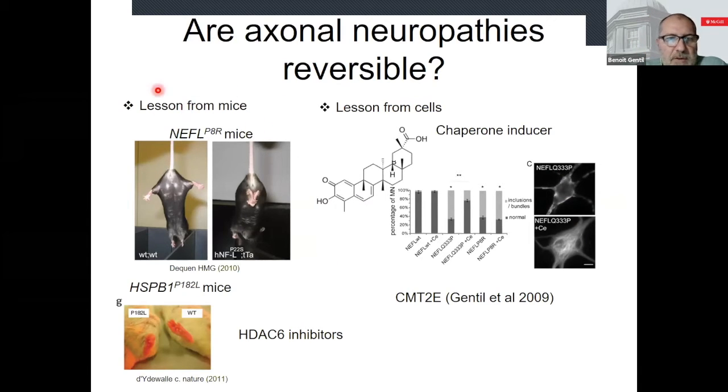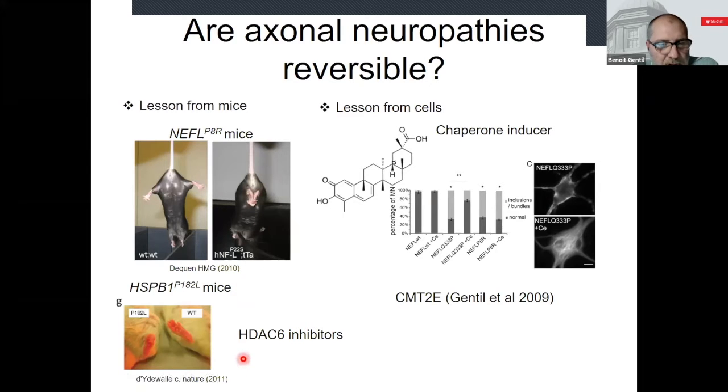If you look at lessons from mice, for example, this was the mice described in Jean-Pierre Julien's lab. You have a mutant here, an FL mutant, causing Charcot-Marie-Tooth. This is the mice with the feet here. As you can see, the mice drop the feet. This mutant is under the promoter of tetracycline, meaning that you can shut down the expression of this mutant. When you shut down the expression of the mutant, you can see that the mice can recover to some extent from the injury.